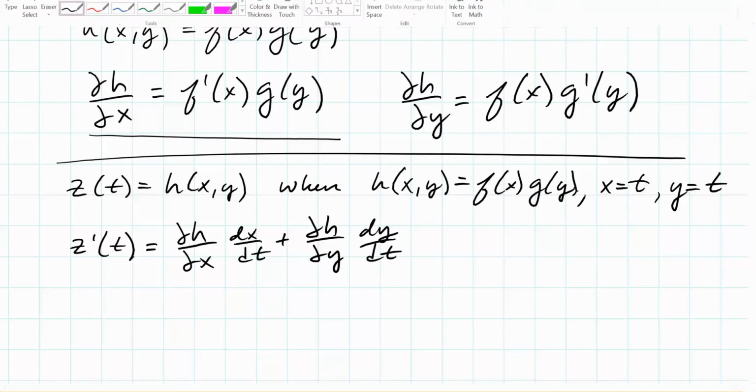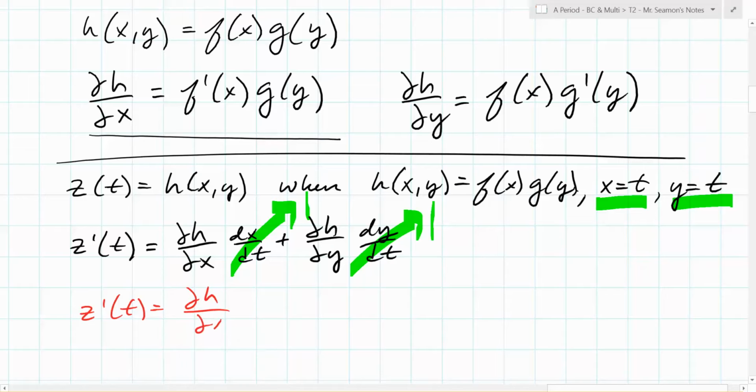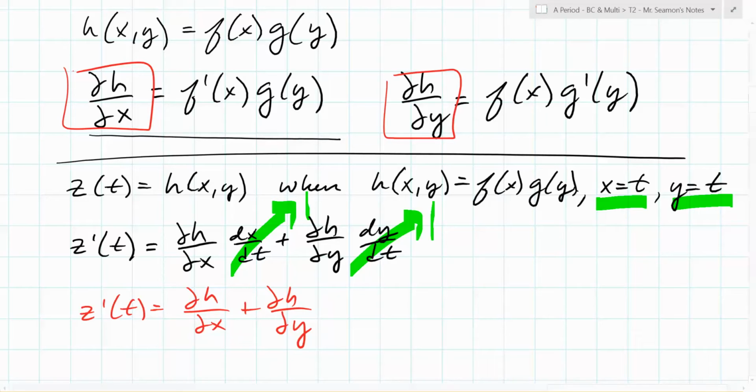But here's the thing. Look over to the extreme right. What does x equal? T. What does y equal? So what's dy dt and what's dx dt? 1. They're both 1, correct? Yeah. So what do we now know? We know from this that z prime of t is equal to partial h partial x plus partial h partial y. But what did we figure out up here? We figured them out separately. We did partial h with respect to x and partial h with respect to y separately, like at a different level.